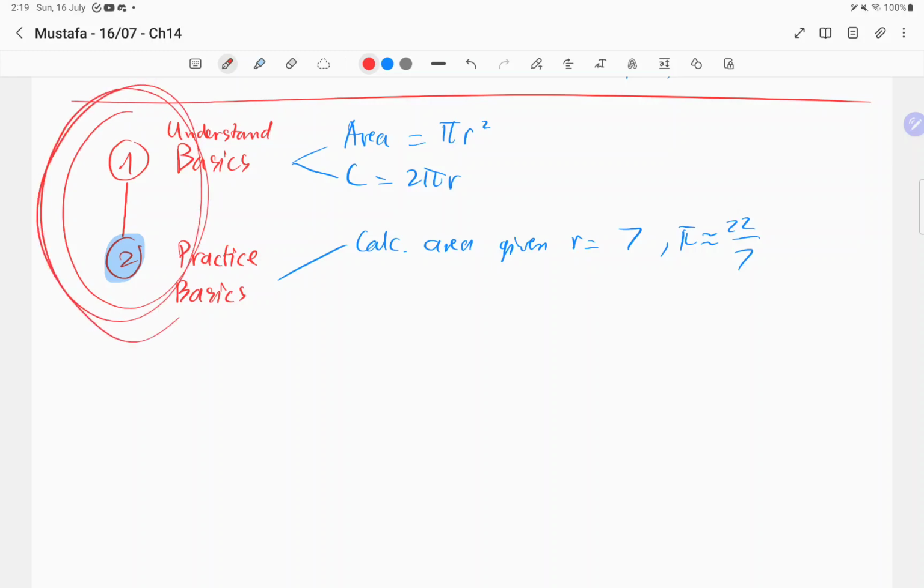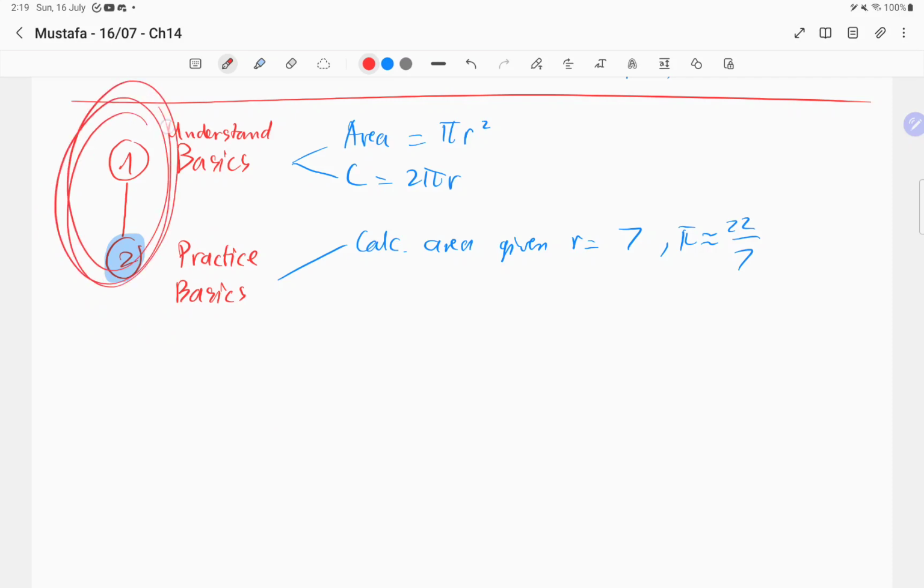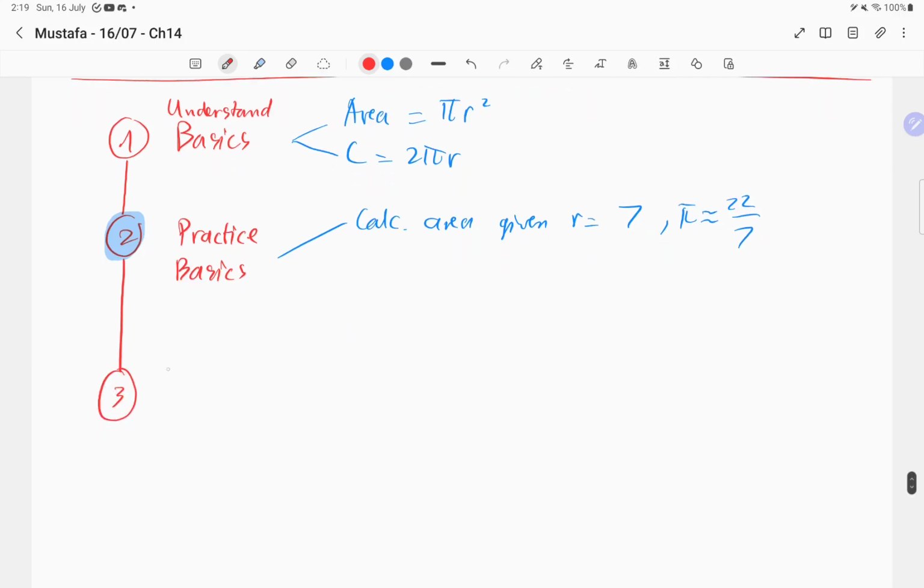What's the next step? Before moving on, these 2 steps I want to be done outside of the lesson that you have with me, because these 2 steps are easy. Understanding the basics, I can give you a 2-minute explanation and you'll be like, oh, that makes sense. And then you can practice the basics. And then after that would be step 3, which is problem solving.